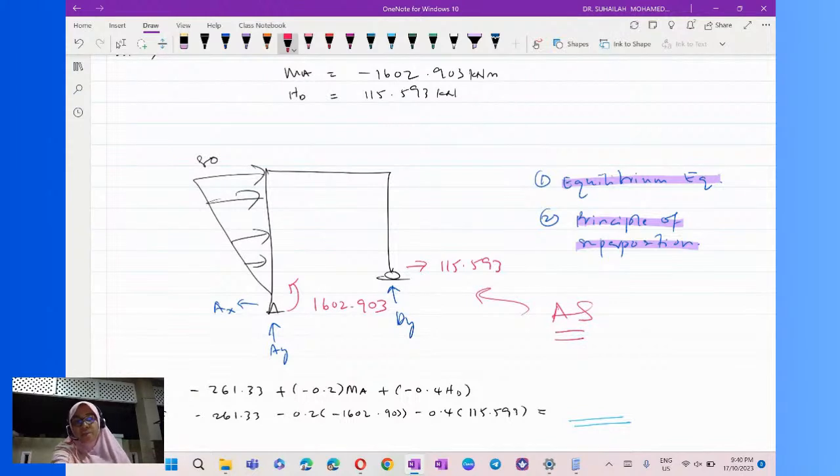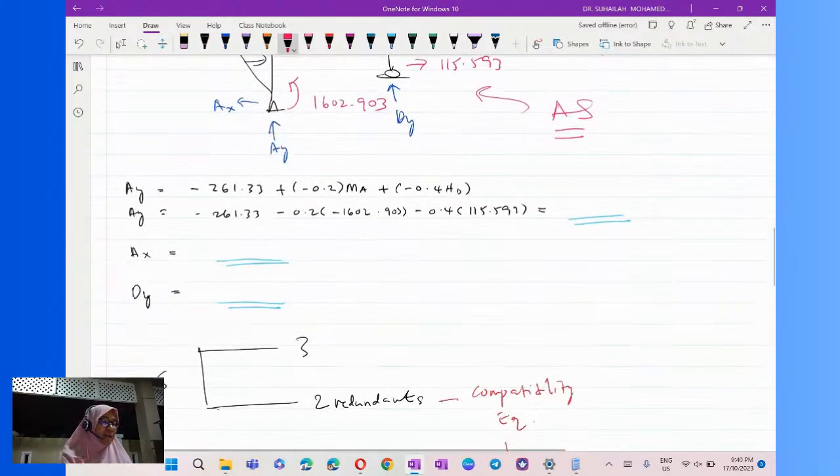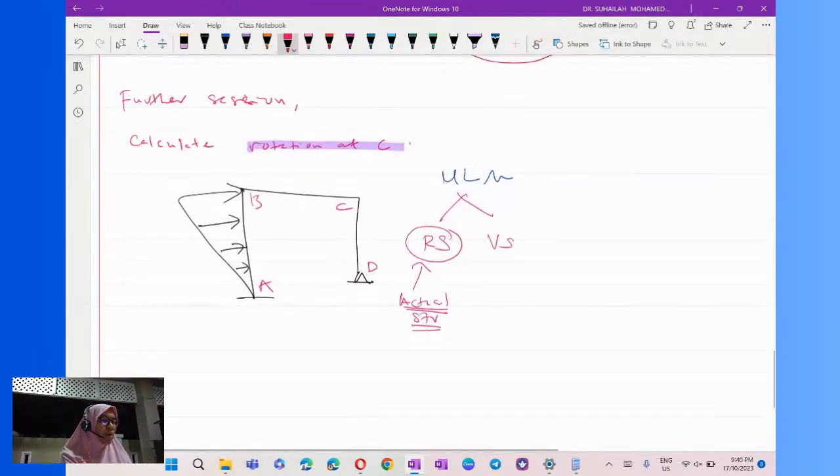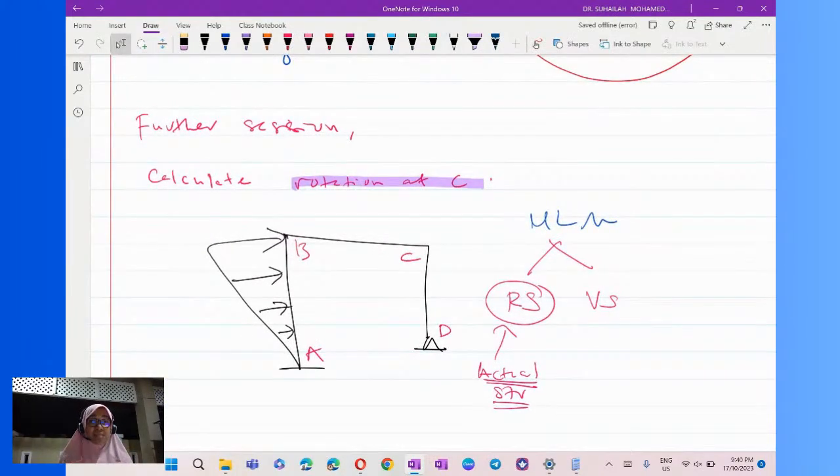Okay, so I will set one extra session to include discussion about how we determine displacement in indeterminate structure. Unit load method you have learned in determinate structure subject. You analyze rotation or displacement in determinate structure. Now, this is indeterminate structure, so we still use unit load method to analyze displacement. So we will have another session for that.